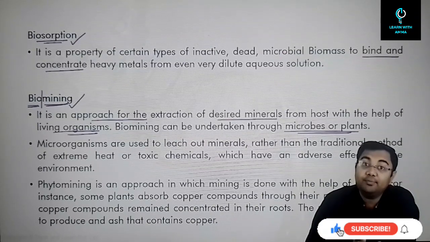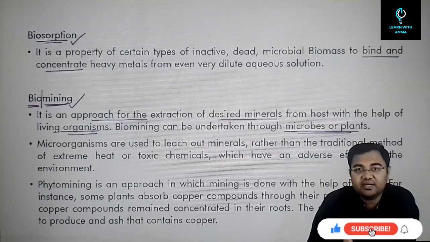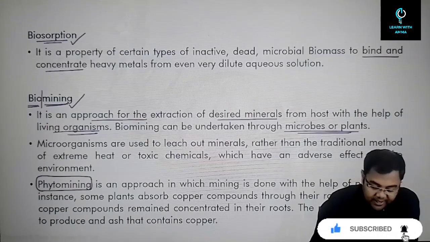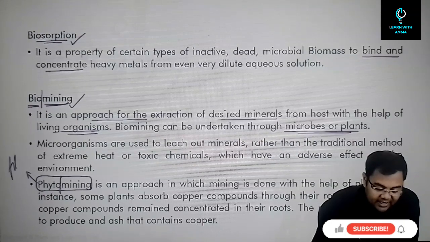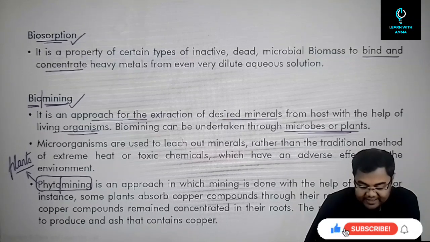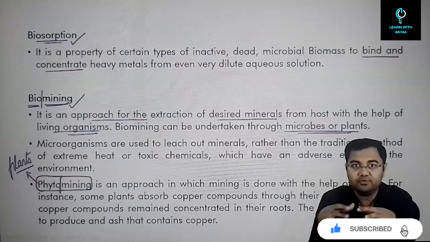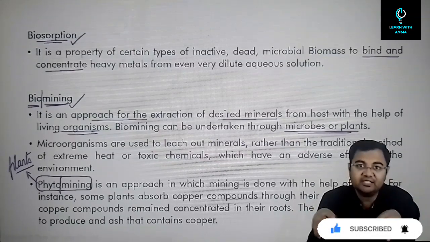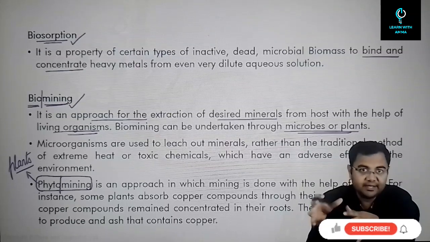When we do it with the help of plants, we give it a specific name, which is called phytomining. Whenever you see this word phyto, just remember that we are talking about plants. So phytomining is an approach in which mining is done with the help of plants. For example, roots of many plants will absorb the metals or anything that is in the vicinity, and they will be collected in the roots.